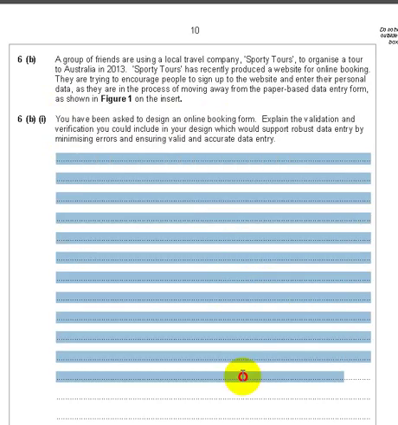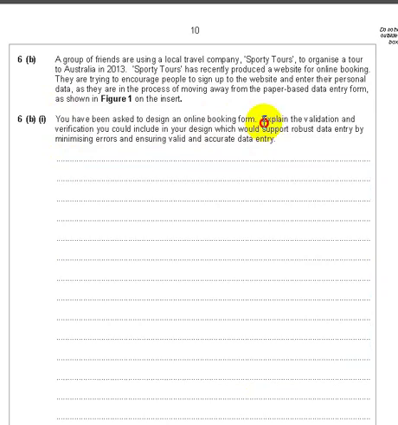If you look below, you're not going to design it in this particular exam paper, but you are going to explain validation and verification. These are the great ones in AS ICT. Explain the validation and verification you could include in your design, which would support robust data entry. The word robust and data entry always go hand in hand. Robust simply means reliable, solid. It's going to produce quality data.